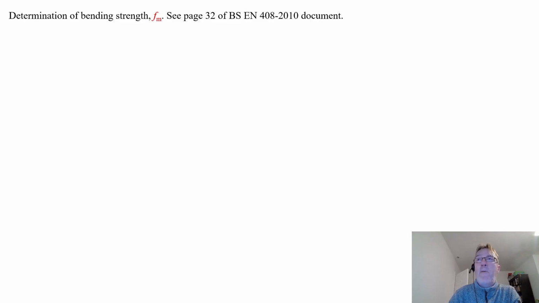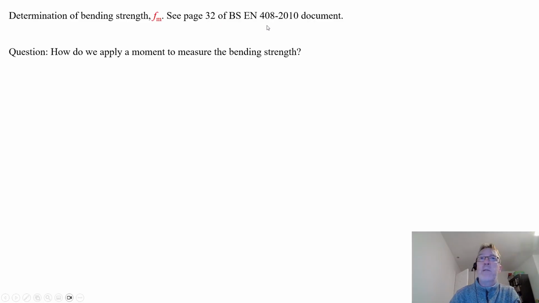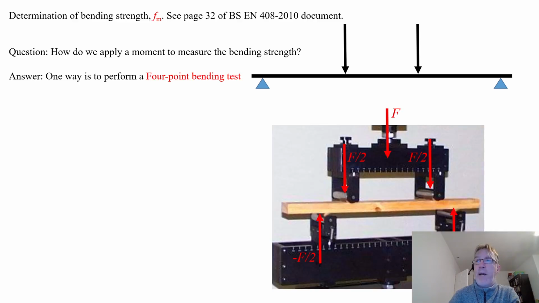Okay, now for the last coursework, which is the bending, 4-point bending test, we'll look at this. Determination of the bending strength, FM, see page 32 of BSEN 408. How do we apply a bending moment to measure the bending strength? Quite simply, we're going to apply what's called a 4-point bending test. If you were with us last year, you'll have seen a thing called a 3-point bending test on the concrete. But for this type of material and for what we're going to be doing here, it would be a 4-point bending test. It would be applied something like this.